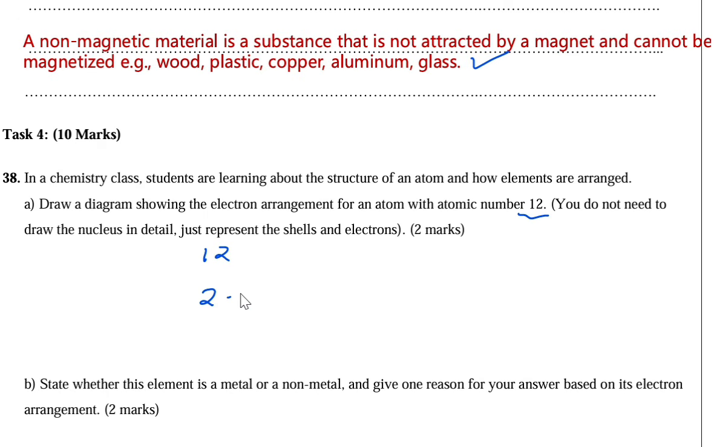So the second energy level will take 8. So 8 plus 2 is 10, and we have 12 protons. So we remain with the last energy level is 2, so that when you add this 2 plus 8 is 10, 8 plus 2 is 12. So we're going to represent this. So this means that this atom has 3 energy levels. So we're going to draw the structure.